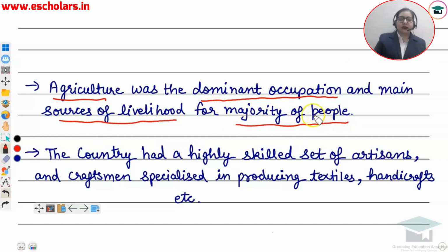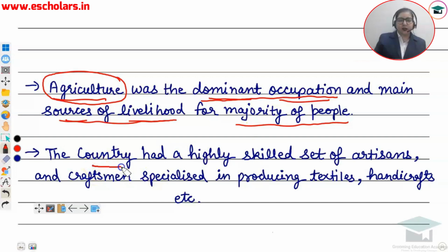As we know, India is an agrarian economy. Why is it so? It is because most of the people, that is more than 70% of the people, are engaged in the agriculture sector in India. That's why the agriculture sector is the main occupation, or you can say dominant occupation, and it provides the source of livelihood to the majority of people.